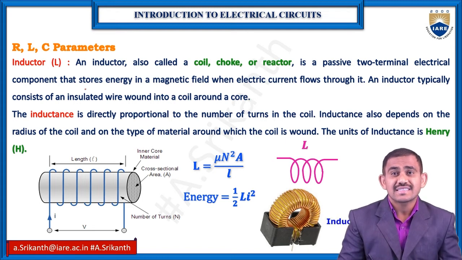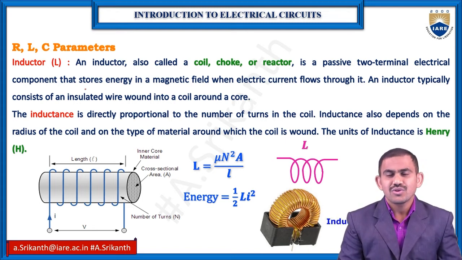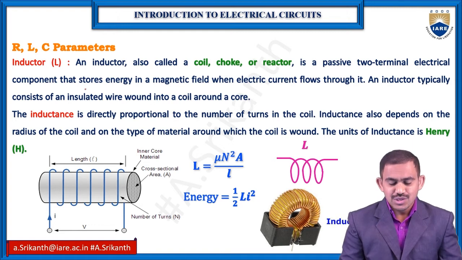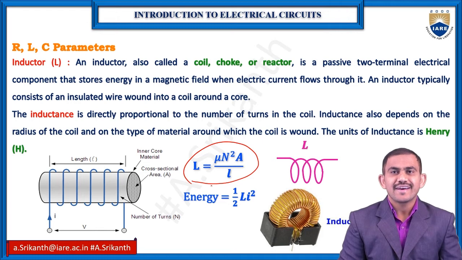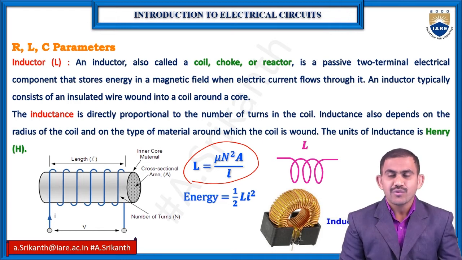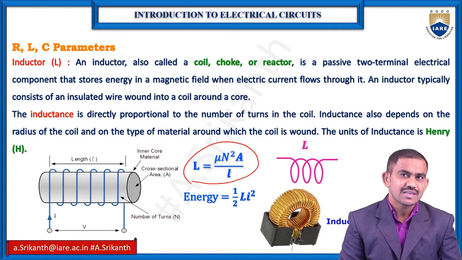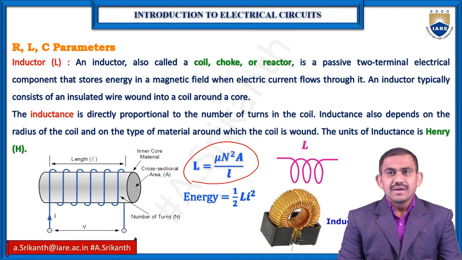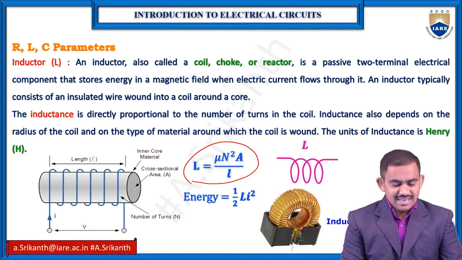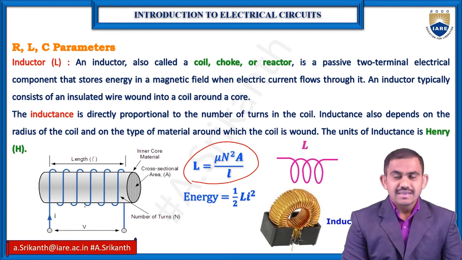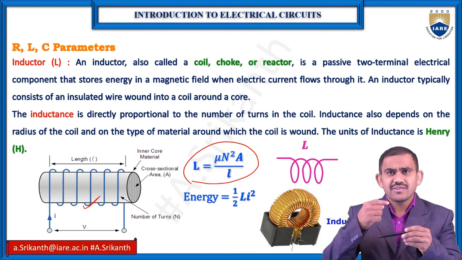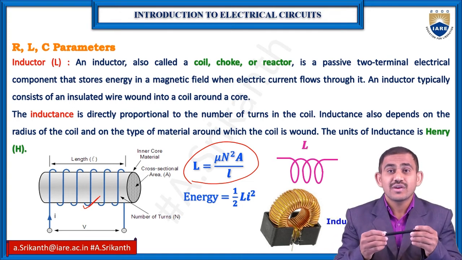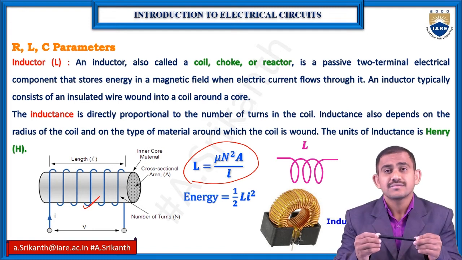Every inductor has some inductance. We need to measure that inductance using this formula: mu N square A by L. So what is the mu value? What is the N square value? What is the A value? What is the L value? Here, mu is the permeability of the core material. Which material you are utilizing, that material's property. Say I have an iron rod with some windings; there we have some value for this iron rod.